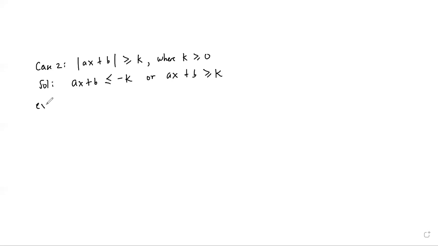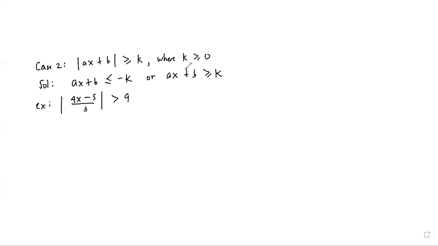Okay, so let's have an example here. So let's solve for the absolute value of 4x minus 5 all over 3 is greater than 9. So observe here that our inequality is strict, and then this constant is positive.